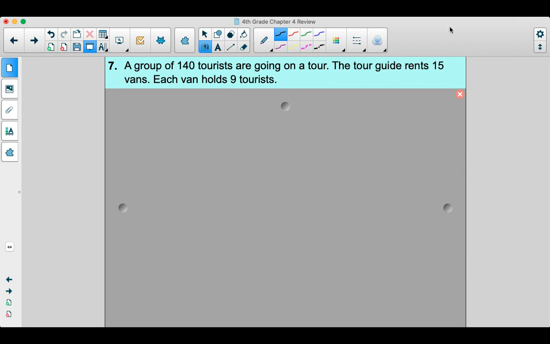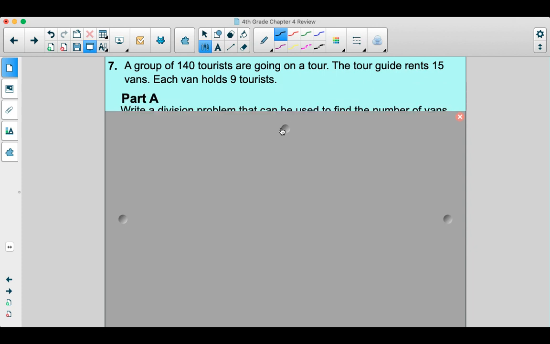Okay, so I want to make sure that you guys are stopping to think about this situation. Stop to make the picture in your head. I'm going to pause. I'm just going to stop talking for a second so you can read it again. Okay, so we've got 140 tourists. The tour guide rents 15 vans. Each van holds 9 tourists.